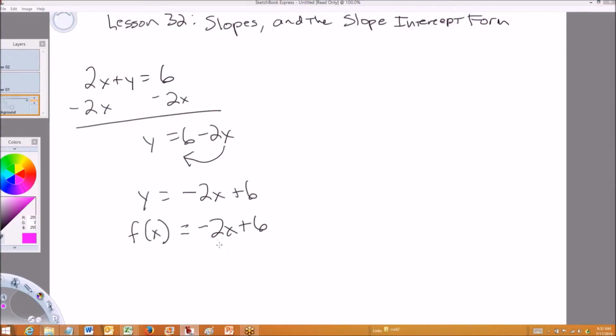So when your equation is in the slope-intercept form, this value here is the slope of the line, and this is the y-axis intersection or intercept. In this lesson, we're just going to talk about the slope. The slope is -2.